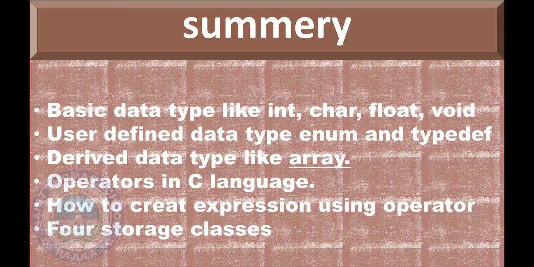Then operators in the C language, we discussed how many types of operators we have: 8 types of operators. Then how to create an expression and how to evaluate the expression using operators, and the 4 storage classes we have discussed in this chapter. So I hope you understood this chapter number 11 well.